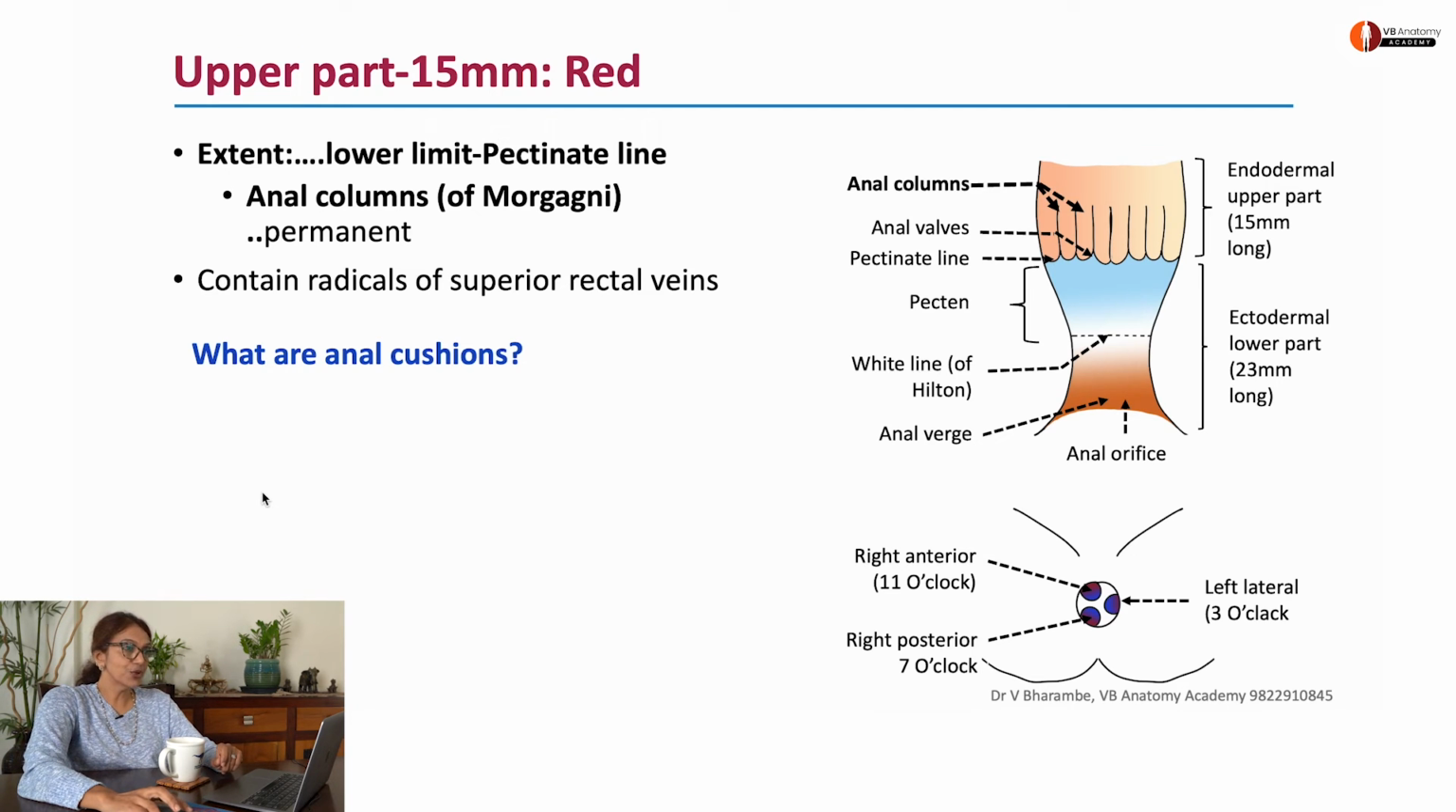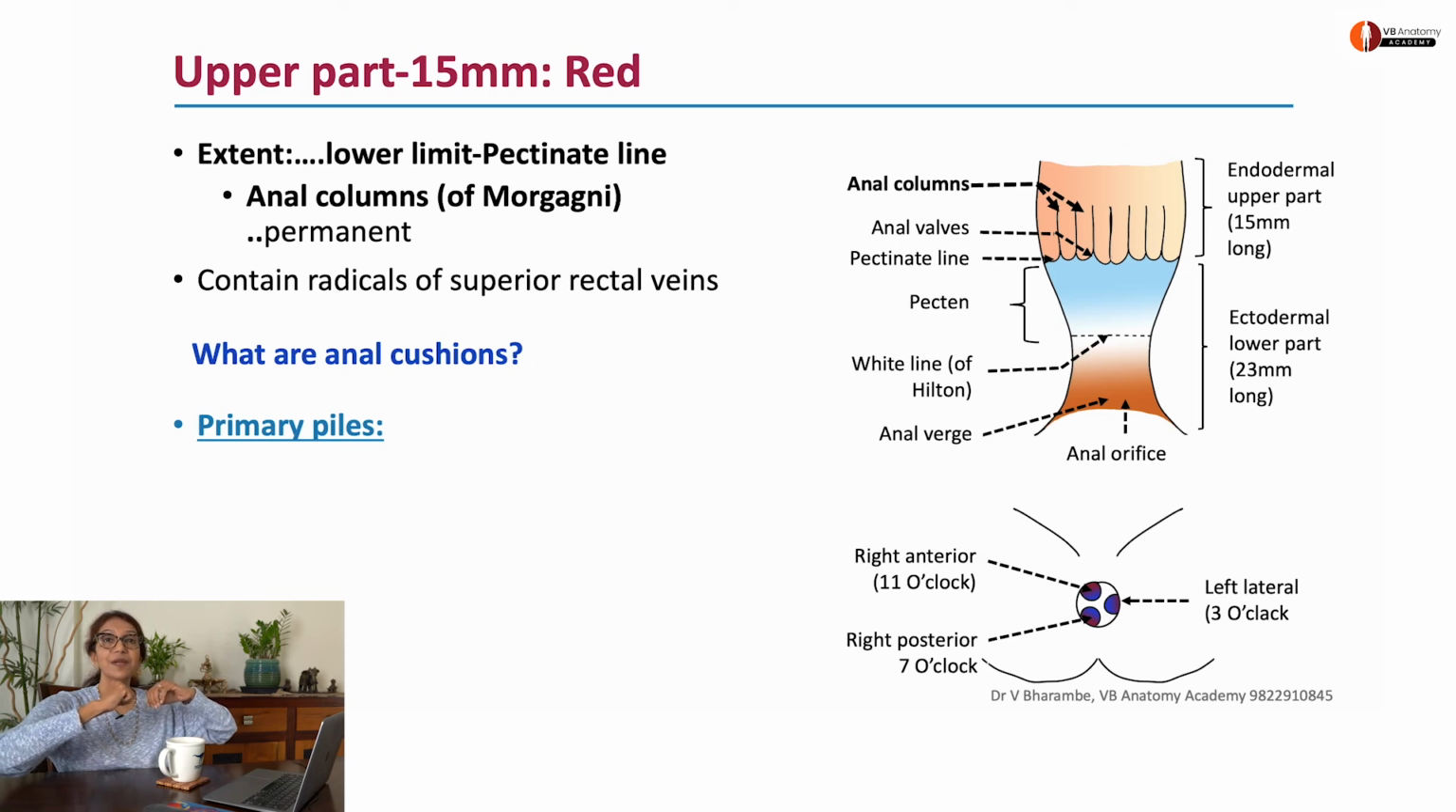What are anal cushions? These are parts of the mucosa which contain a core of connective tissue, containing a lot of blood vessels, which come inwards and help in fecal continence. They form something like a seal. They're a very important part of the fecal continence mechanism.